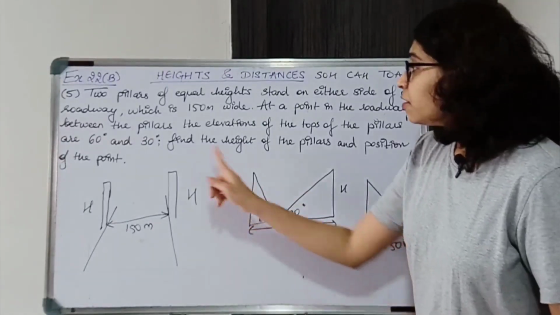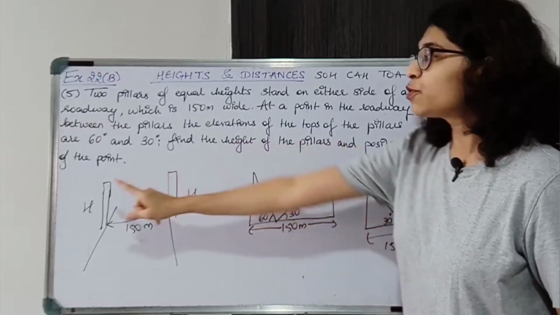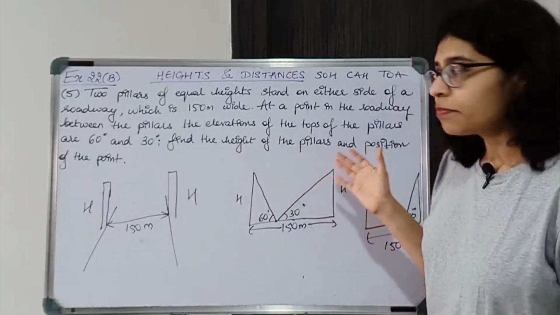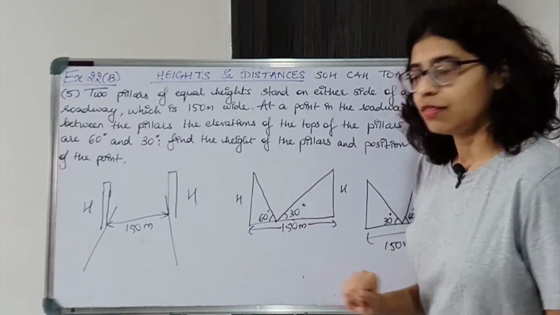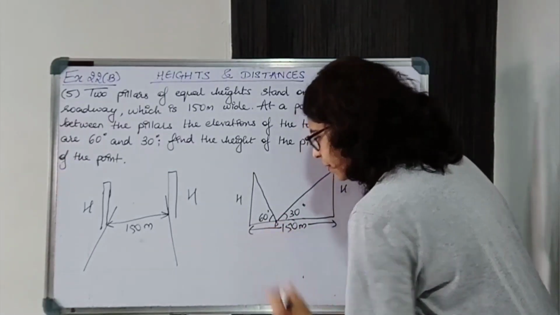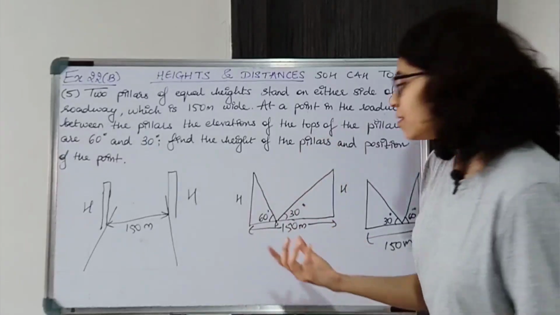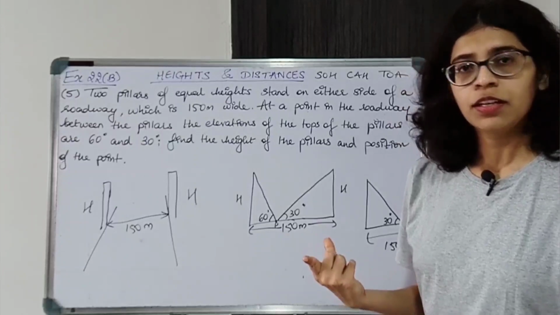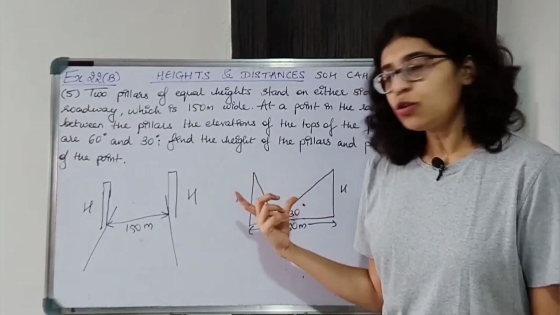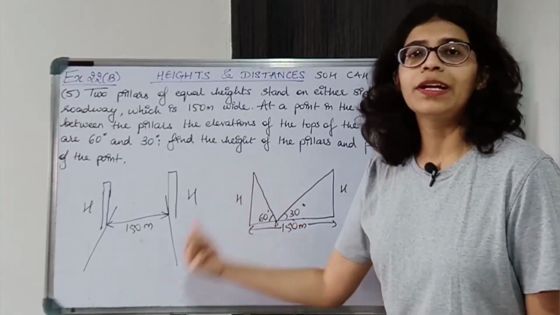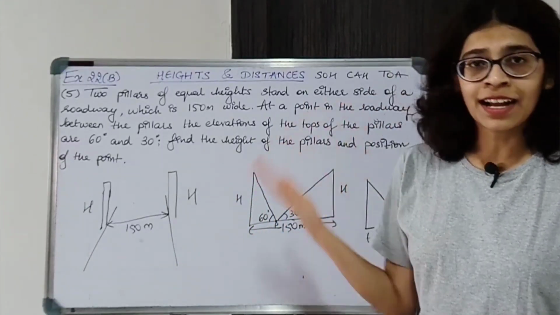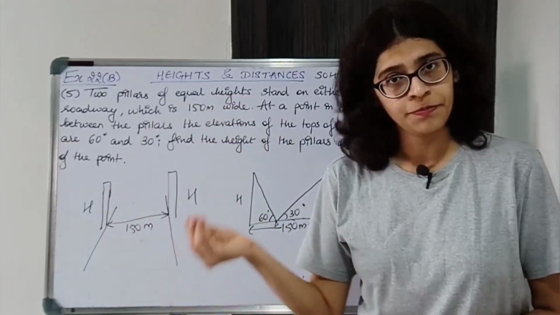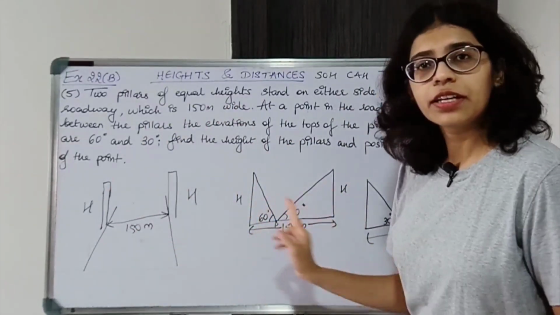Now we have to find the height of the pillars and the position of the point. Height of the pillars, we have to find h, and the position of the point. Let this point be P. We have to find its position, that is the distance from this pillar and the distance from this pillar. Okay. Now how to find this position of the point and how to find the height of the pillar? For that we are going to consider right angle triangle, that is we are going to consider trigonometric ratios. Okay, here there are two right angle triangles being formed.